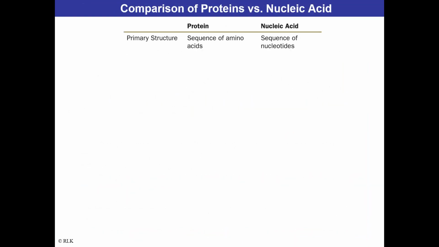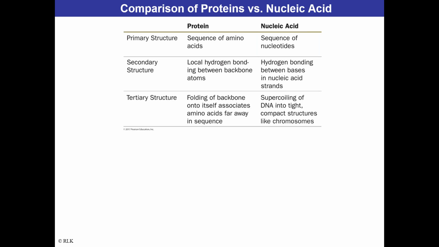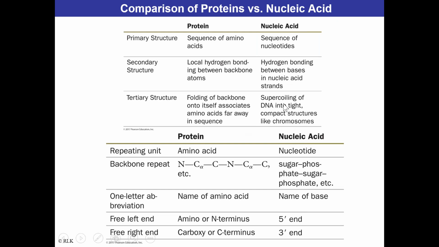Now, if we're going to compare proteins and nucleic acids, we could start looking at comparisons with respect to the primary structure. So remember, whenever we talked about proteins, it was the sequence of amino acids. Here for nucleic acids, it's the nucleotides that we're interested in. And if you're talking about secondary structure, again, hydrogen bonding between backbone atoms. Well, guess what? There's also hydrogen bonding between the bases in the nucleic acid strands. So that is actually still the same. With respect to the tertiary structure, you still have folding of the backbone, but guess what? You're getting this massive superstructure called chromosomes if we're talking about the nucleic acids.